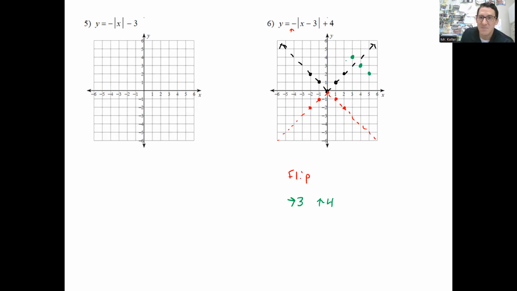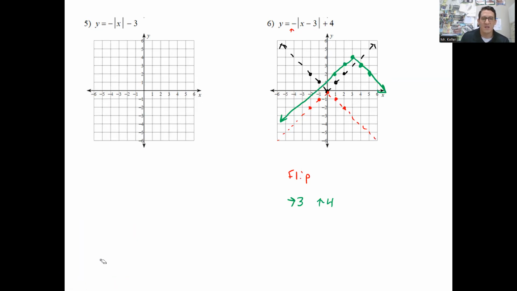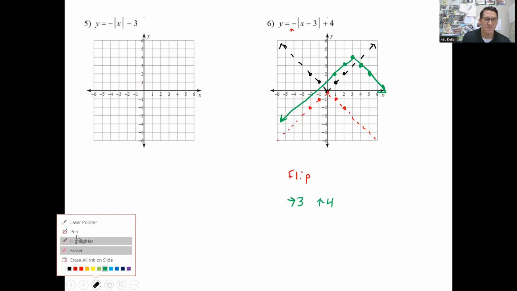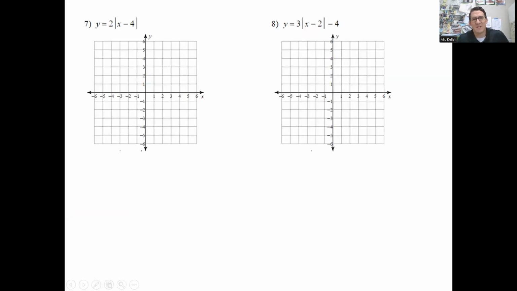or just remember it's going to make that V upside down. It's just getting flipped over. And so here I'm going to connect these with a solid line to show that this is the final transformation. Everything is done. So our graph in green is the final transformation with the reflection and the shift. All right. So let's do a stretch now.